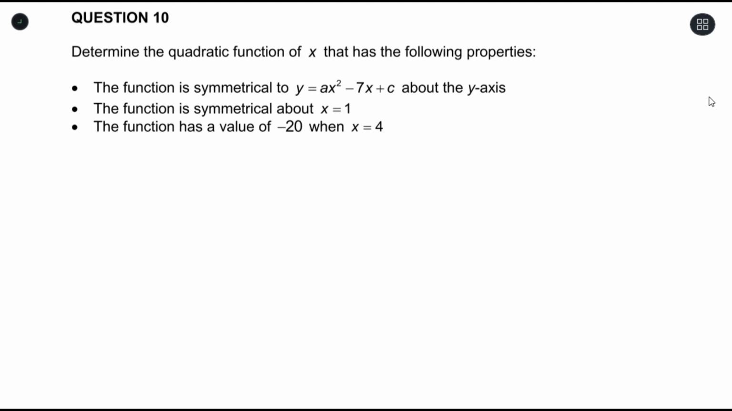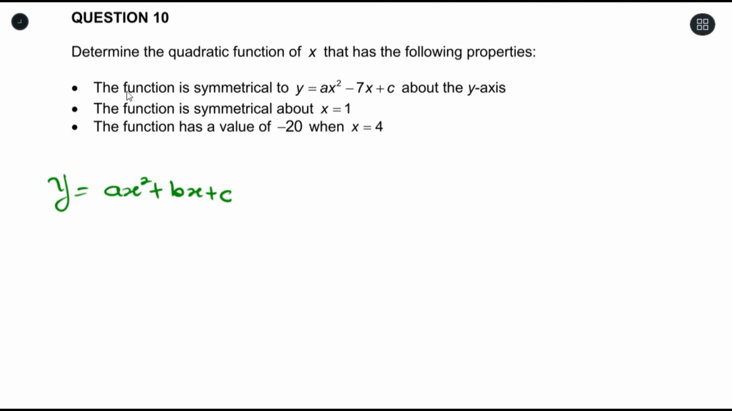Now, the first statement says that this is a quadratic function. Now, every quadratic function has this following equation. Y is equals to ax squared plus bx plus c. Okay, so that will mean that we need to figure out what our a, our b, and our c means. Okay, that's what we're trying to get in this whole question.